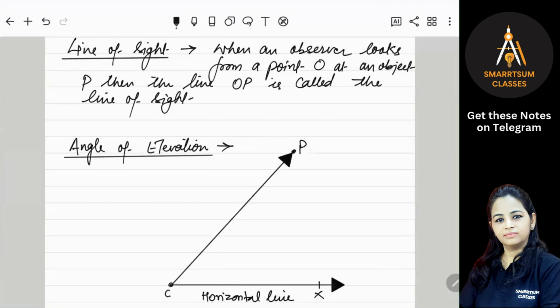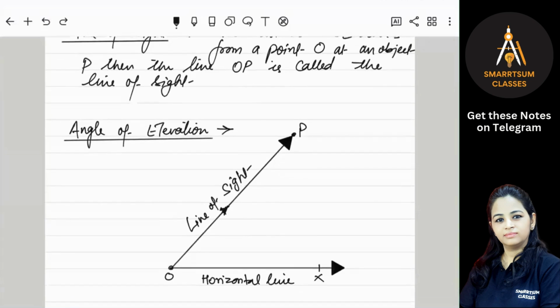This is point O. This is the line of sight. As I explained, if the observer at point O is looking at point P, then the line joining O and P will be the line of sight. So OP is the line of sight and OX is the horizontal line.